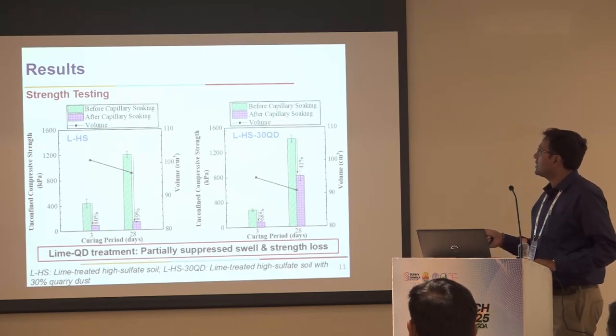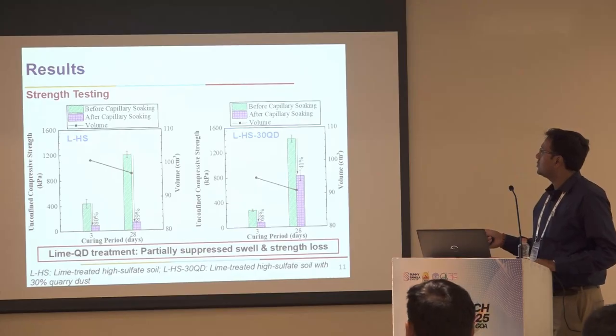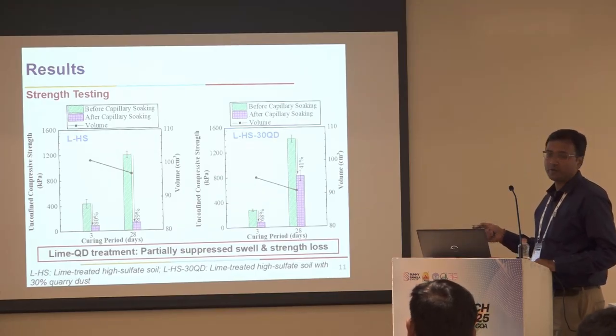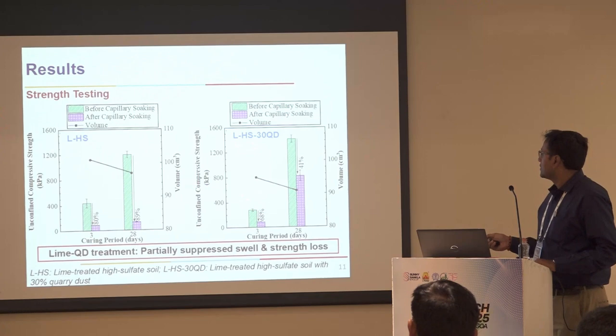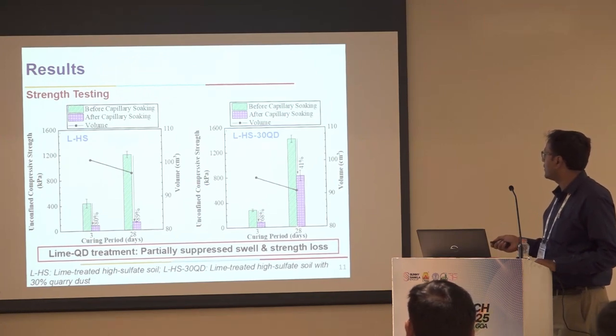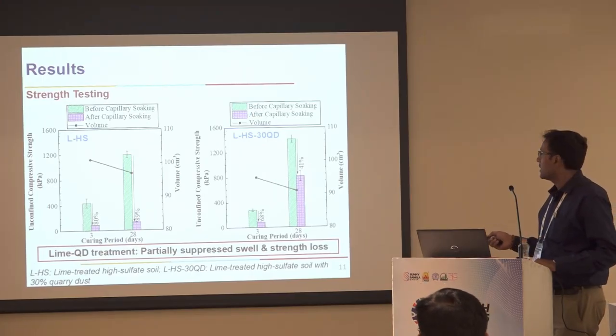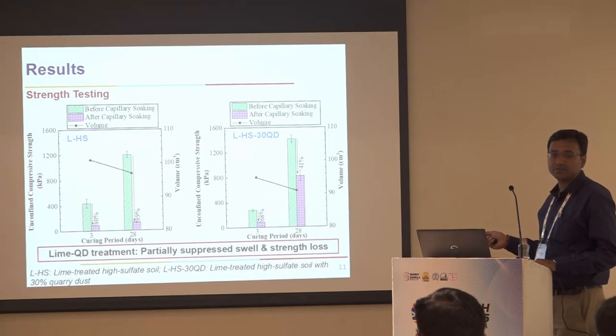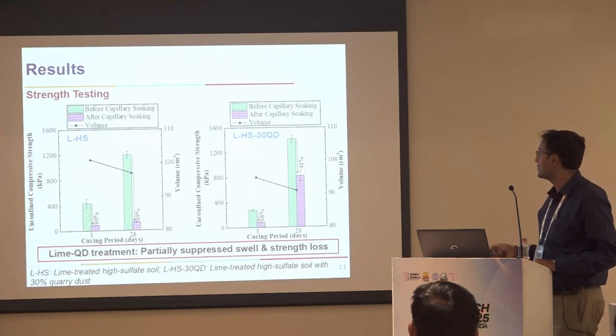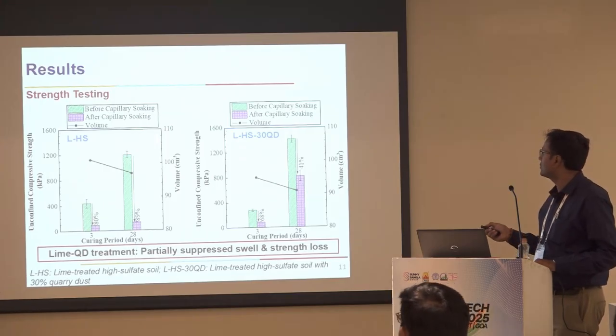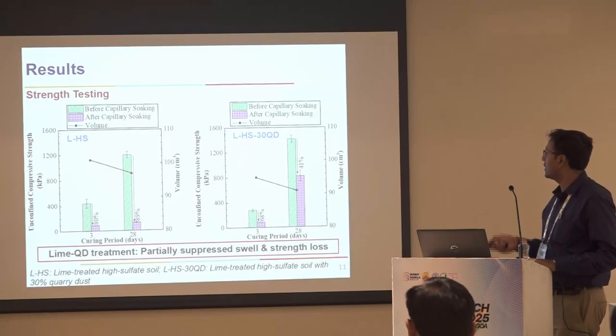So here we are comparing the lime-treated high sulfate soil strength and volume result with the one in which quarry dust was also used. If you look at the lime-treated high sulfate soil with quarry dust, after 28 days curing, you will see that the strength loss has gone down significantly. At the same time, the volume of the specimen is also significantly low after capillary soaking as compared to the lime-treated high sulfate soil. So this shows the improvement on introducing a waste material like quarry dust.